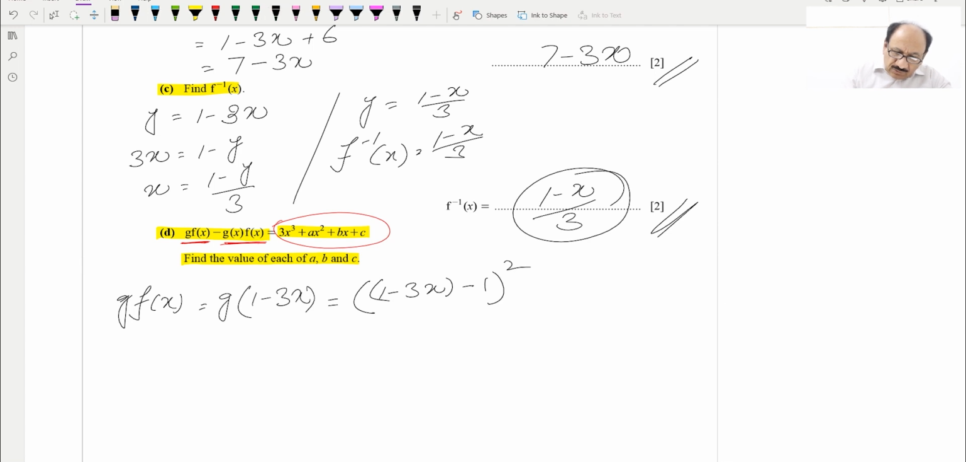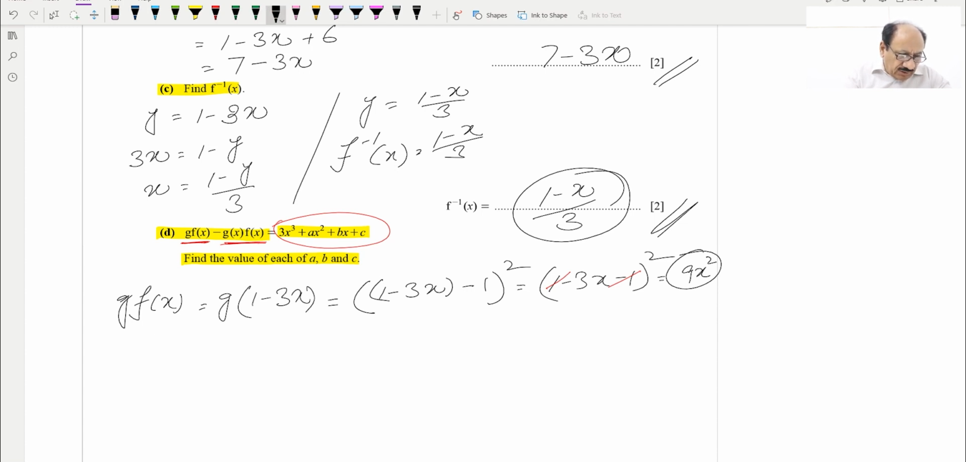This is rough work which I will erase. Now we can open this bracket, and this will be (1 minus 3x minus 1) squared, and the 1 and minus 1 will cancel, and we will get (minus 3x) squared, which will be 9x squared. So we got this for g of f of x.